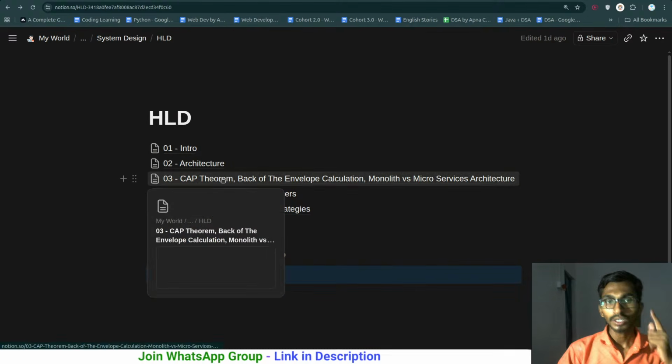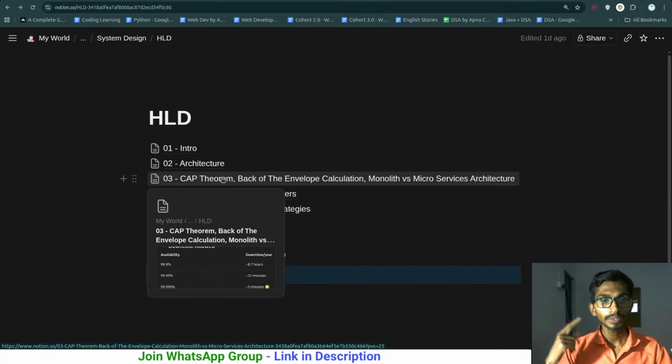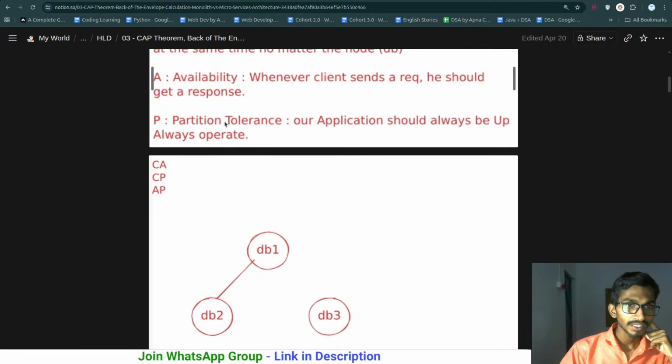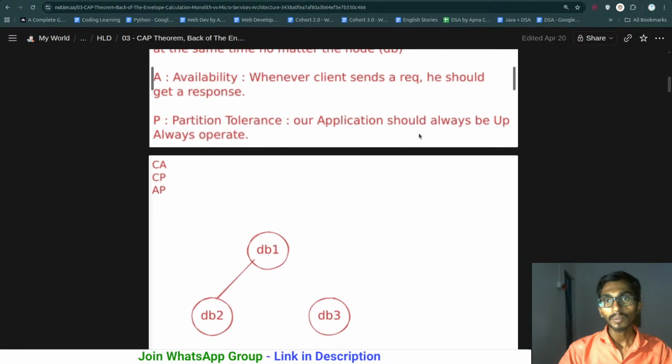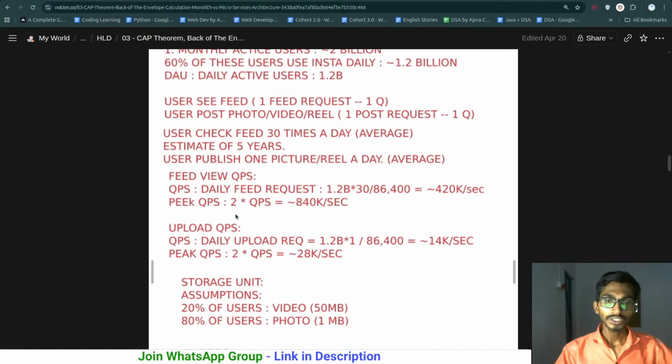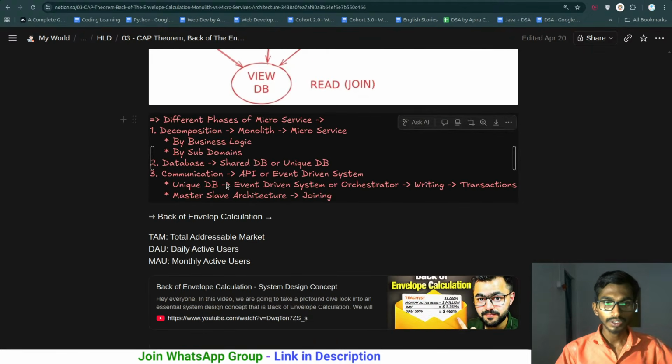By the way, this is not even what we are going to be talking about. CAP theorem we have already talked about. The full form is consistency, availability, and partition tolerance. You always need partition tolerance, in the sense that whenever a client makes a request, you get the response. So our application should always be up and operable. Consistency and availability, you can choose only one of them. You cannot get both at the same time.